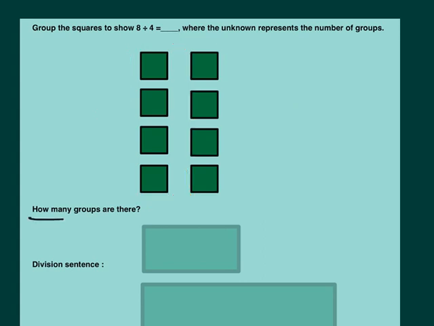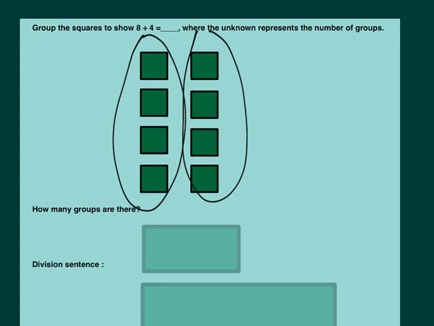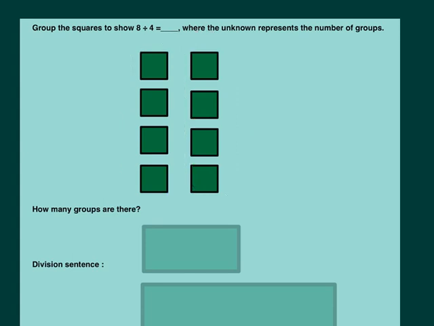The next question is, how many groups are there? If you see, there are two groups, one group and the second group. There are two groups. So let me write the answer as 2. Division sentence for this array: 8 divided by 4 equals 2.